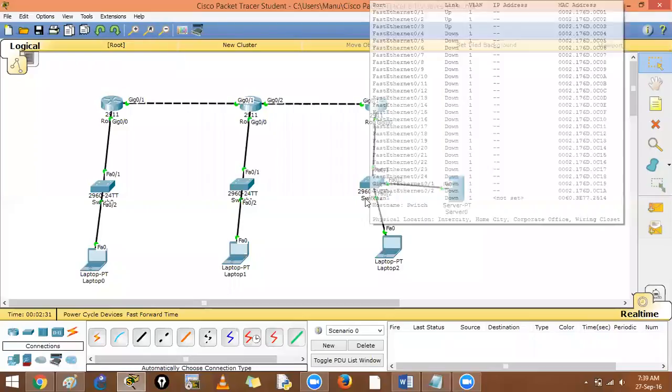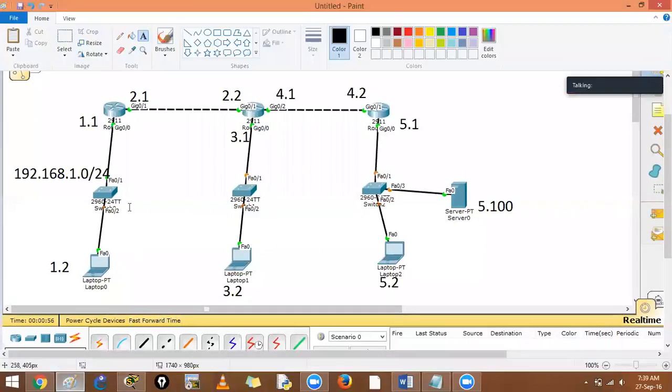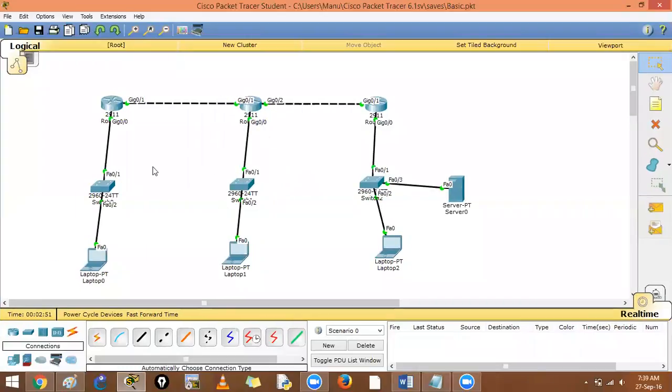Okay, so now what we are going to do is we are going to have this topology. This is all 192.168.1 networks, all 192.168, and this is our major network, you can say, but we are using /24. So 192.168.1, 2, 3, 4, and 5. Let us see. I have already assigned the IP addresses.